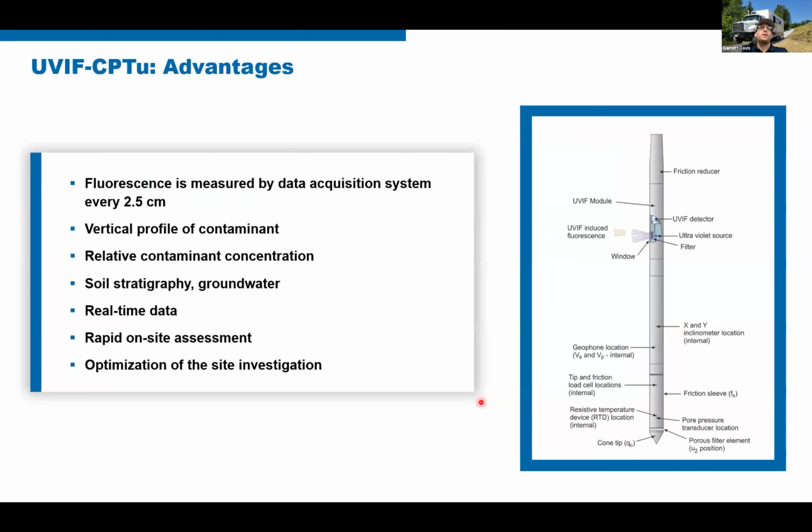Some advantages: you're collecting data every 2.5 centimeters, same as the CPT. You get real-time data and use it to optimize your site investigation. You go out with this first, poke a few holes, determine your contaminant plume, and then that drives your sampling.